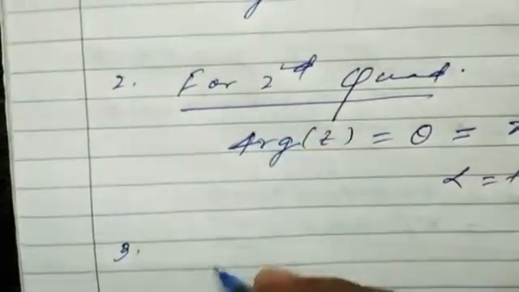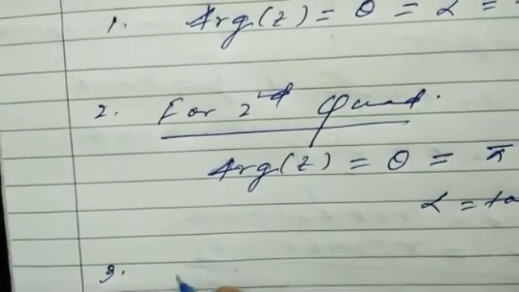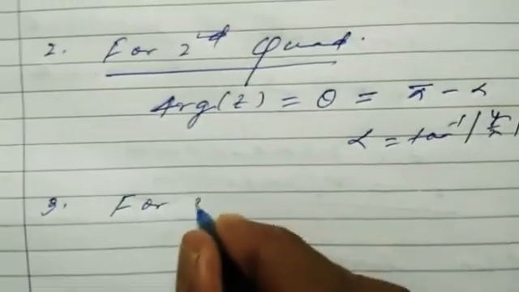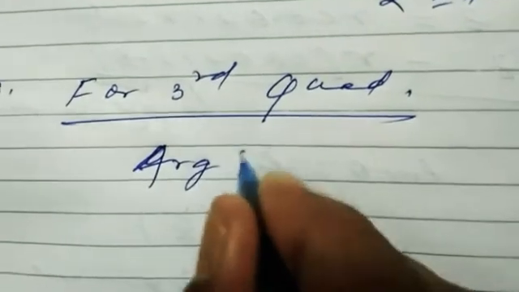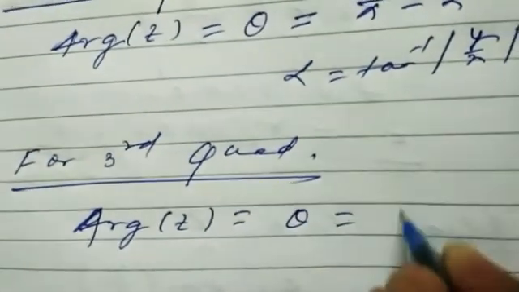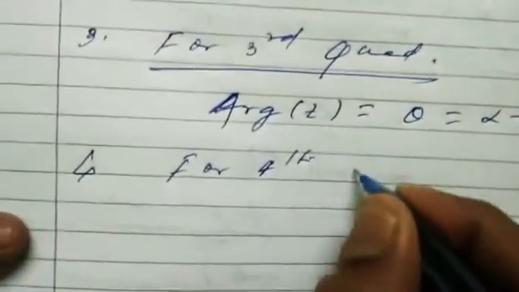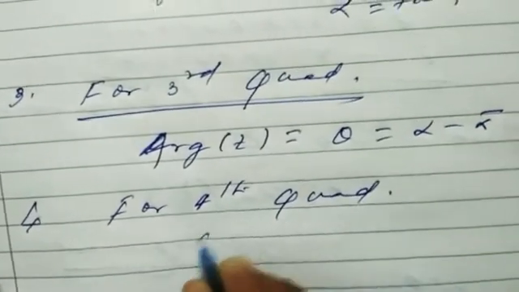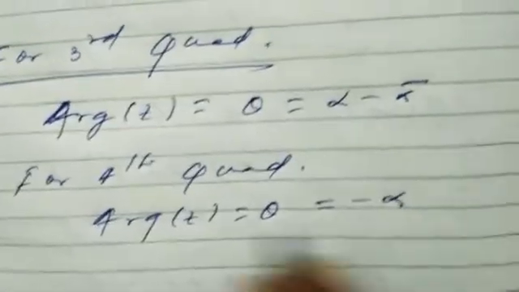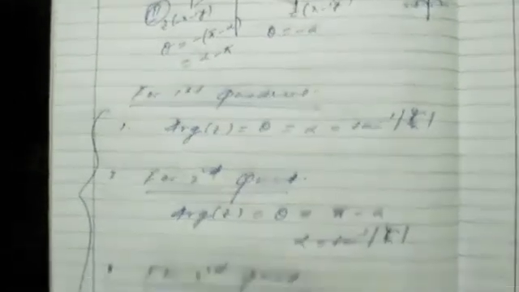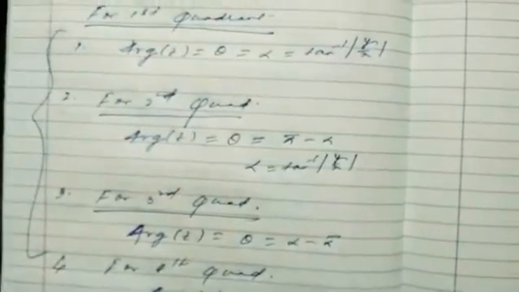Now I am just assembling all the values for the different quadrants. For the third quadrant, arg of z, that is the argument of z, is equal to theta, and theta is equal to alpha minus pi. This is the opposite of the second quadrant. And for the fourth quadrant, the argument of z is equal to theta is equal to minus alpha. So this is the way we can represent the argument in the different quadrants.